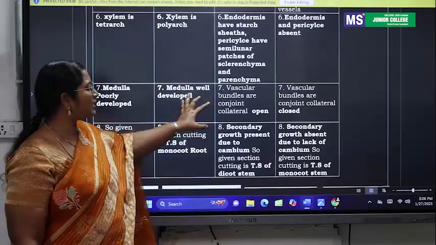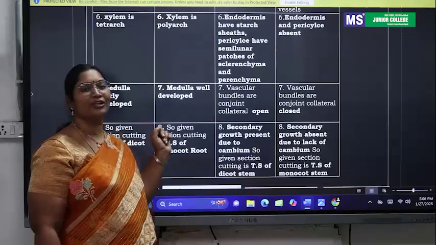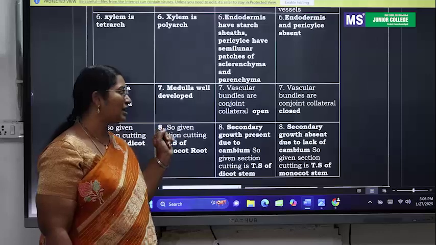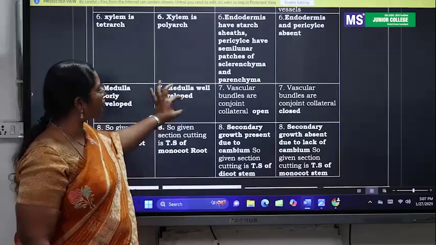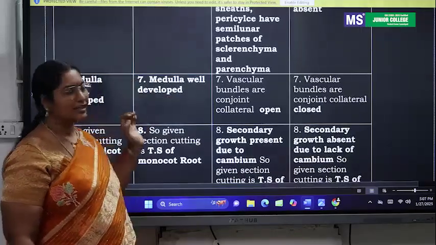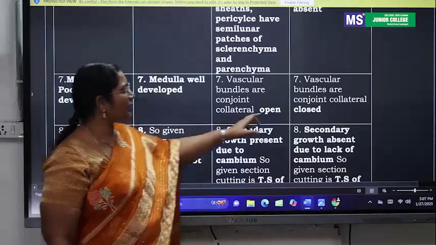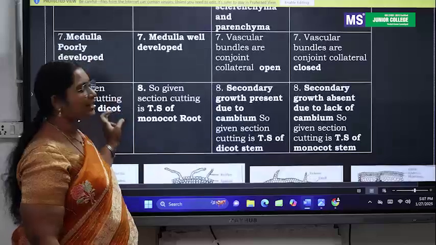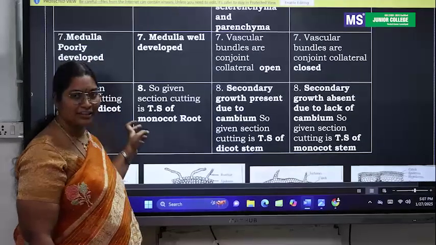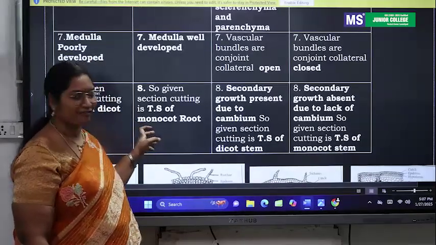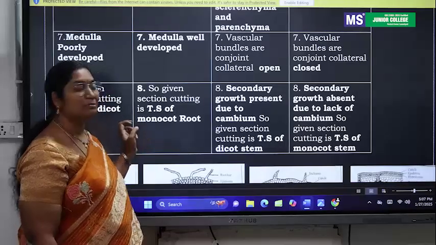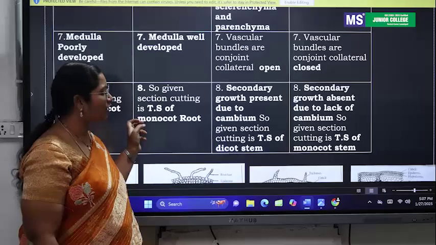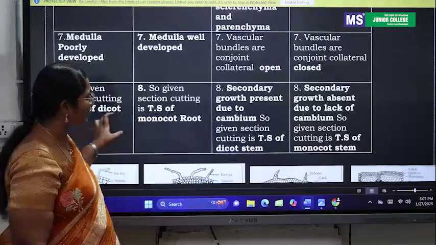In dicot stem, the vascular bundles are conjoint collateral open type because they have cambium. And in the case of monocot stem, vascular bundles are conjoint collateral closed. And if you are observing secondary growth, that will be observed in dicot stem because of the presence of cambium. And in monocot stem, vascular bundles will not have the cambium, that is why there is no secondary growth.